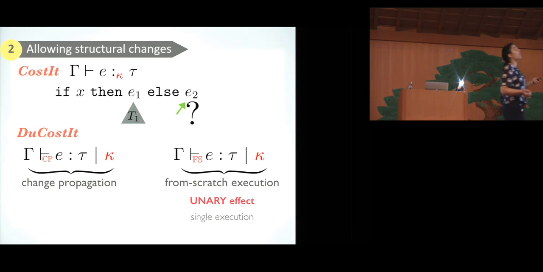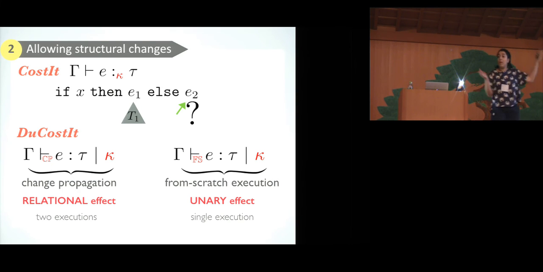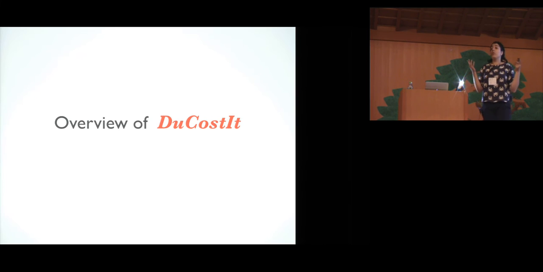And for the cases where we might have to keep change propagating, like staying in the then branch, we have another judgment for change propagation, where the cost kappa is an upper bound on the change propagation time, and it's a relational effect. That is, it reasons about the initial run and the incremental run. But surprisingly, the interaction of these two judgments leads to non-trivial changes from the type system of CostIt to DuCostIt. In the rest of the talk, I'm going to talk about how these interactions happen, and then I'm going to show you an actual example, merge sort. So let's start with an overview of DuCostIt.